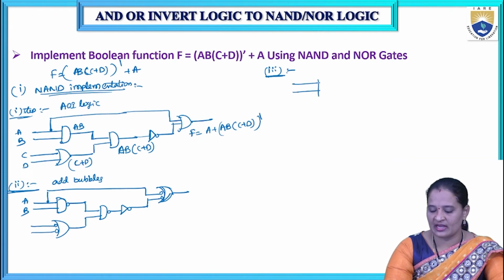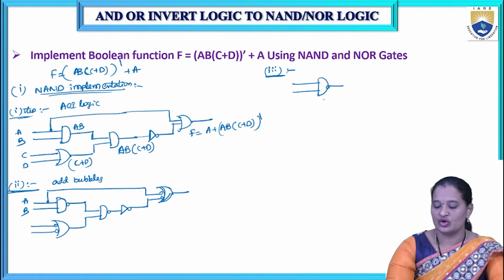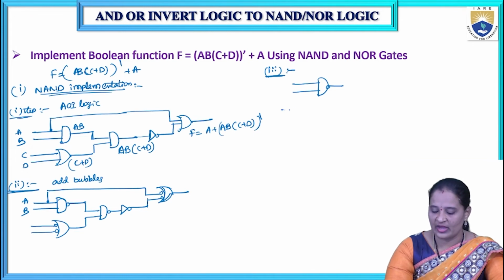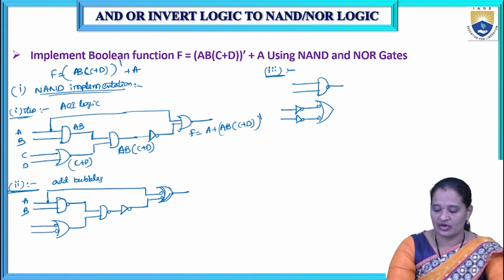The second line also did not receive any bubble, so there is no need to place any inverter. Whereas this line and the OR gate have received bubbles at the input side, so we are placing inverters here. So this is the third step.